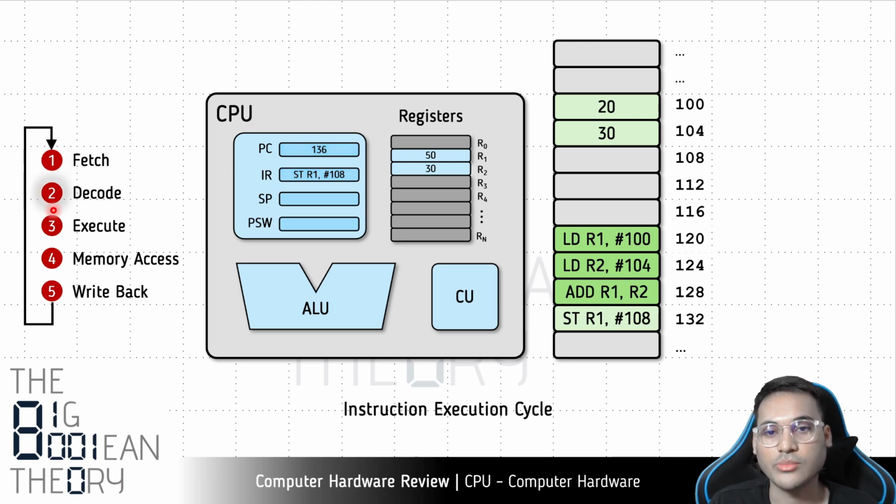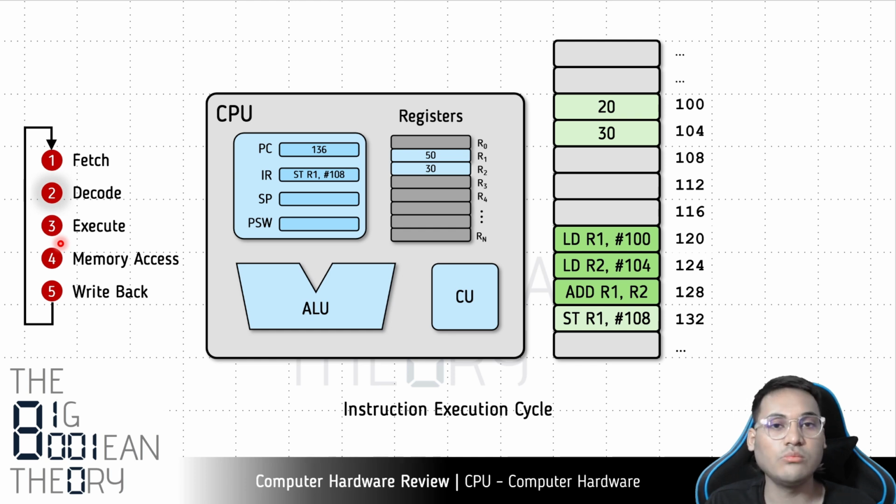Next, there is the decode step. So in this step, basically the control unit decodes the instruction. It figures out, okay, this is a store operation. And what are the operands for this instruction? There are two operands. The source location for storing is the R1 register and the destination location is 108. So basically here we have to move whatever data is present in R1, that is 50, to the memory location 108, right? So the control unit figures out this store instruction and accordingly it generates the control and timing signals for other units. So the next step, that is the execute step.